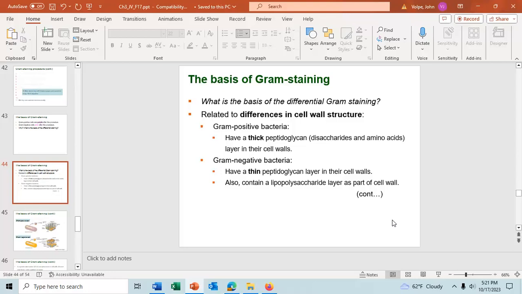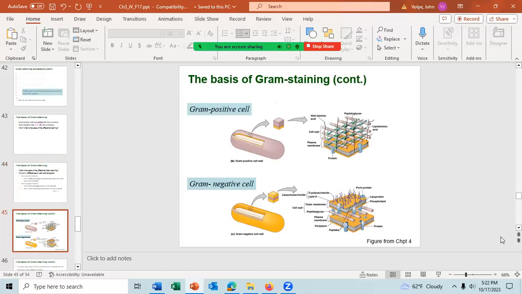Anyways, the crystal violet iodine complex gets stuck in the thicker peptidoglycan layer of the gram-positive cells. The gram-negative cells do have a peptidoglycan layer, but it's much thinner. And because it's thin, it cannot retain the crystal violet iodine complex. And so it washes out in the decolorizing step. Any question about any of that?